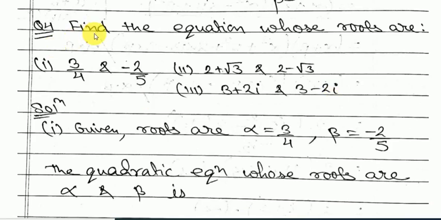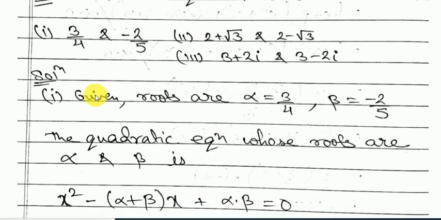And next is, find the equation whose roots are this. We had discussed how to find the quadratic equation once you know the roots, and the formula was: x squared minus sum of the roots into x plus product of the roots equal to 0. So in this question, question number 4, roots are given and we have to find the equation. Let us do the first one.